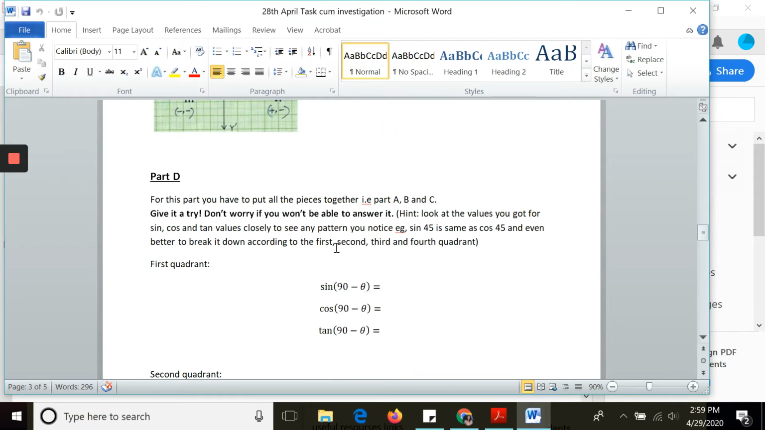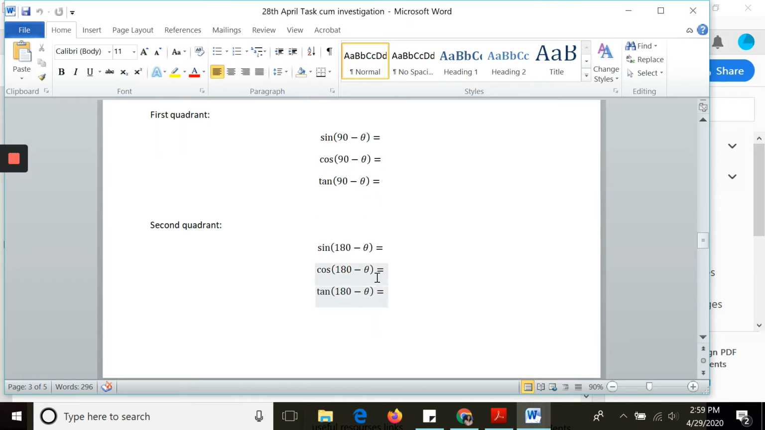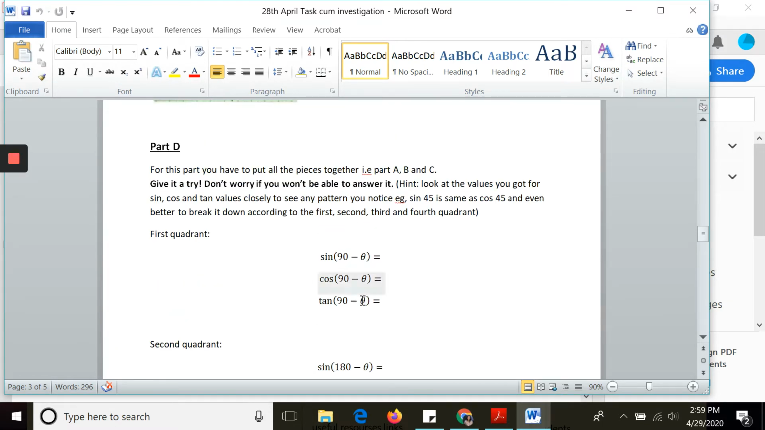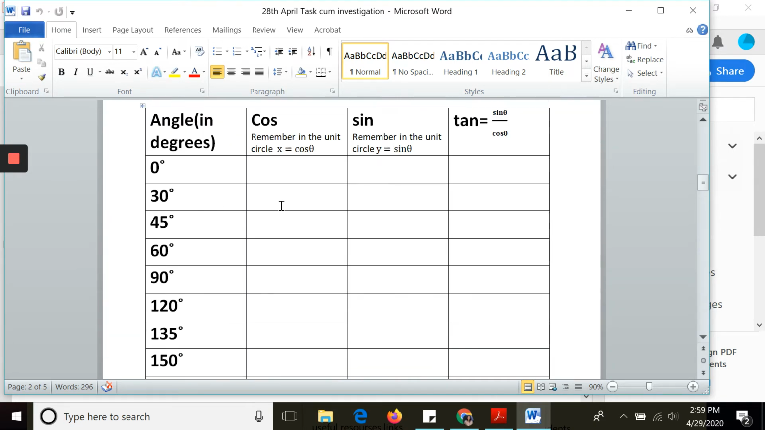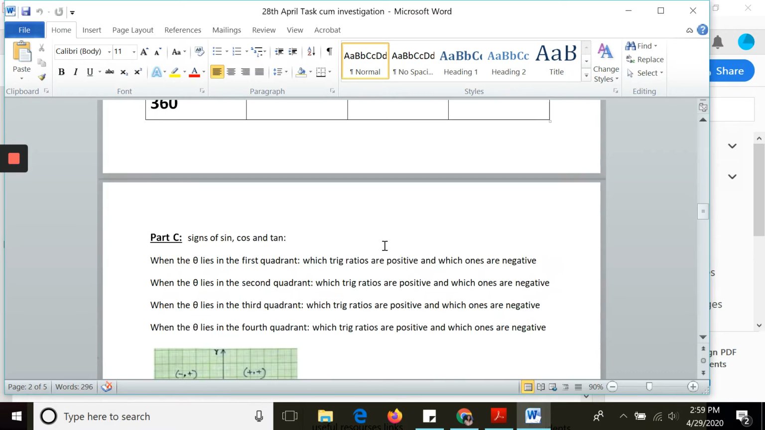Now, after this, I asked you to find out what is sine 90 minus theta, cos 90 minus theta, tan 90 minus theta, and so on for all the quadrants. For the first quadrant, if you go back and see here, what was the value of, let's say, sine 30? And I hope you noticed whatever was sine 30 was cos 60. And whatever was cos 30 was sine 60. And sine 45 was same as cos 45. I gave you that hint as well. So which means sine 90 minus theta is equal to cos theta. And cos 90 minus theta is equal to sine theta.